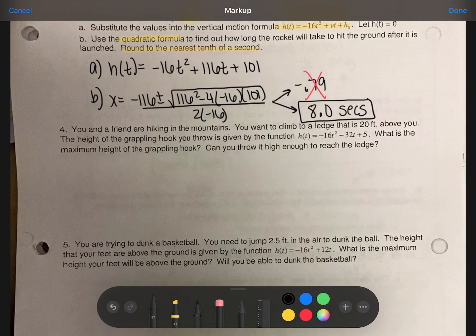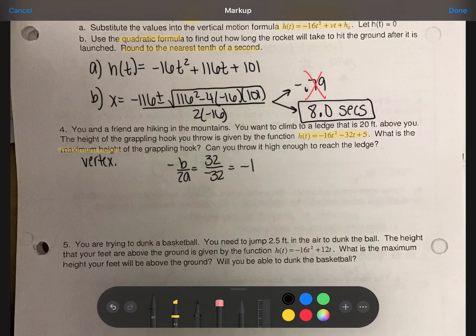Number 4, you're looking, let's see here. You are given an equation and you have a friend and you're trying to figure out if you guys can throw the grappling hook high enough. So because you're trying to see if you can throw it high enough, it says maximum height here. So what are you going to look for? That's right, you're going to find the vertex. So the vertex, remember, is negative b over 2a. So that's positive 32 over negative 32, which is negative 1.